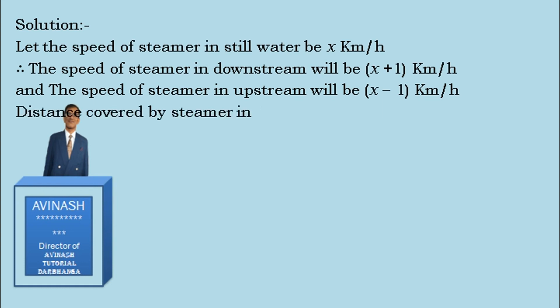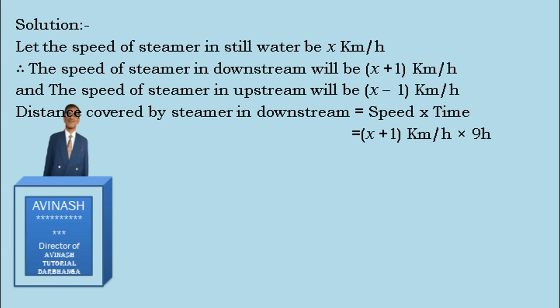Now we know that speed is equal to distance by time, and distance is equal to speed into time. Here, we are going to find the distance covered by the steamer in downstream. The speed while going downstream was x plus 1 kilometer per hour, and the question said it took 9 hours. So we multiply the speed with the time. Solving, we get 9(x plus 1) kilometer.